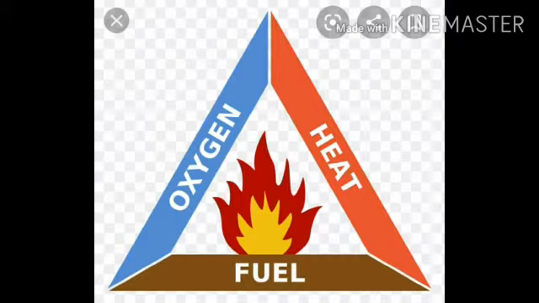Fire needs three components to burn. One is oxygen, then fuel, and then a certain temperature, that is called heat. These three components are needed to ignite and sustain the fire. That's why these three components make up the fire triangle, as you can see in the picture. And these three help fire to burn in nature.